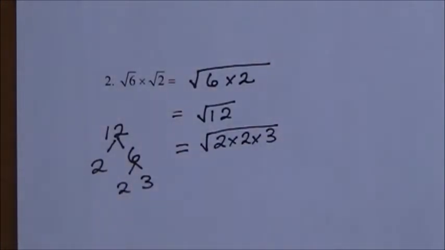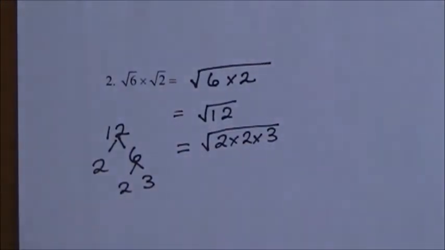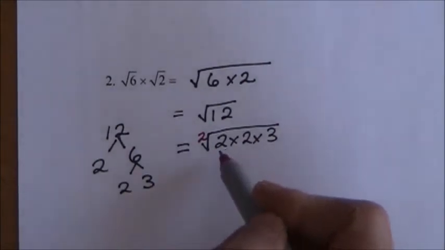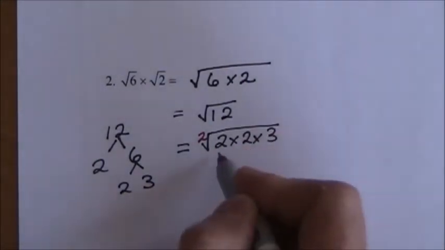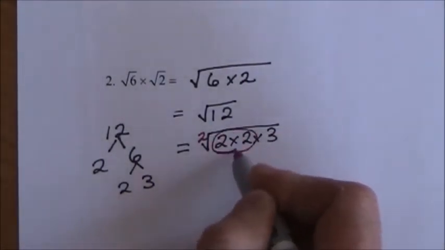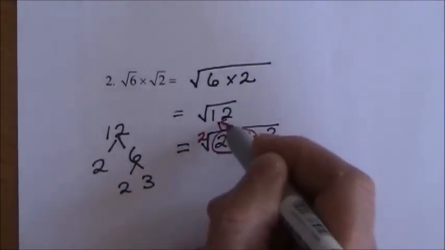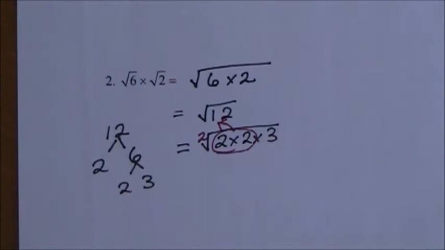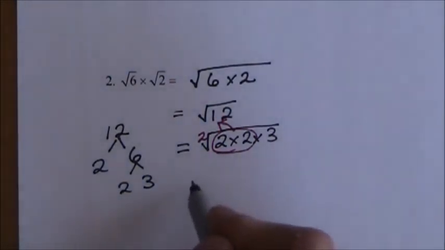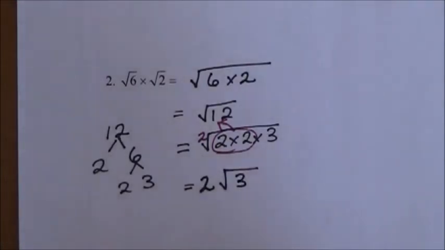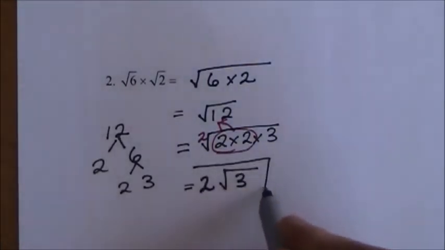And then looking at it, remember, no visible index is the same as an index of 2. So looking for 2 of the same, we have 2 2's, so they can be circled and they move out. Circle and move out. The 3 has nobody to go with, so it has to stay behind. So our 2's come out, become one big 2 on the outside, and then we have square root 3. And there's our final answer.